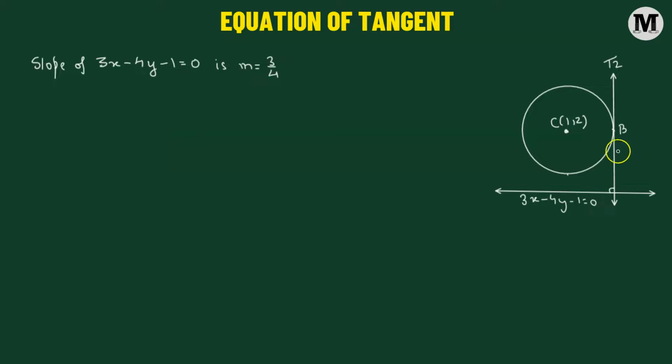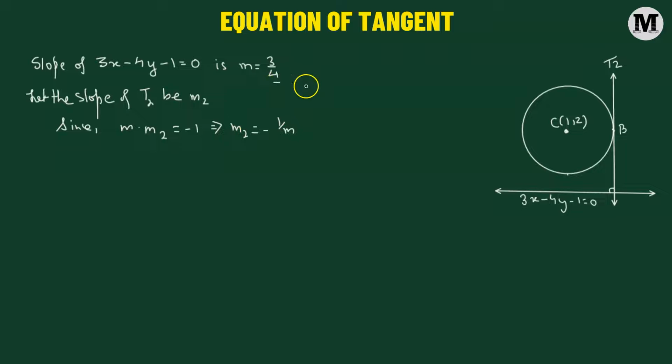Now we want to determine the equation of the tangent line T2. Let us begin. So let the slope of the tangent line T2 be denoted by M2. We note for a fact that if two lines are perpendicular to each other, then the product of the slope M with slope M2 will be negative 1, which implies that M2 must be equal to negative 1 over M. We have M is 3 over 4, so M2 will correspond to negative 4 over 3. So that's going to be the slope of the tangent line T2.